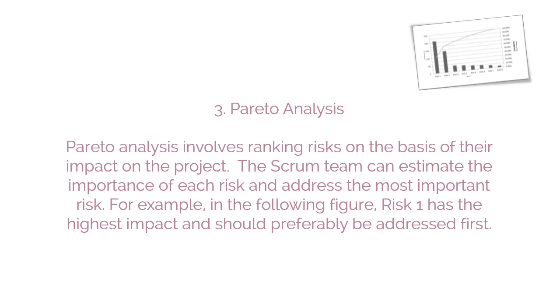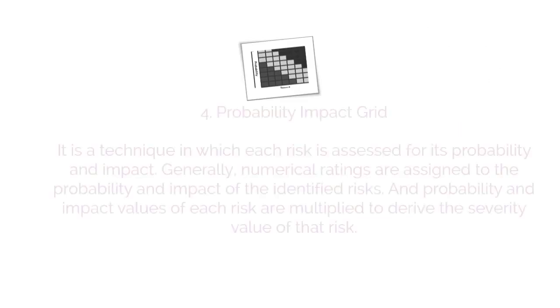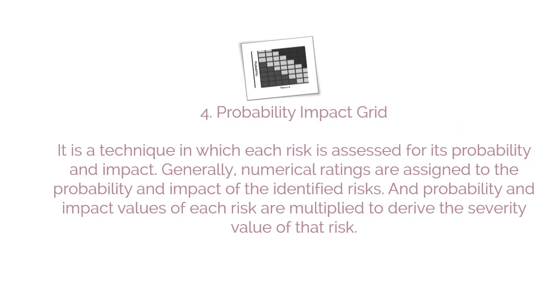3. Pareto analysis. Pareto analysis involves ranking risks on the basis of their impact on the project. The Scrum team can estimate the importance of each risk and address the most important risk. For example, in the following figure, Risk 1 has the highest impact and should preferably be addressed first.